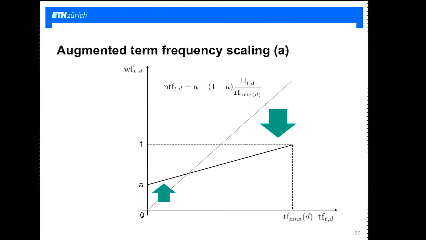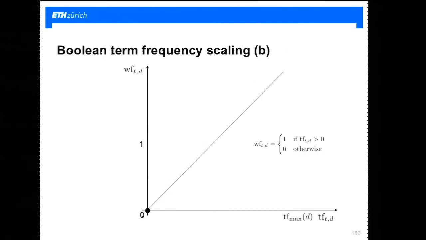That's the third way of doing that. The fourth way is actually very trivial. It's one if it's positive or zero. So what you have here is actually nothing else than a Boolean model, right? Either the term appears in the document or it doesn't. So you have one here or zero. That's a fourth way of doing that.